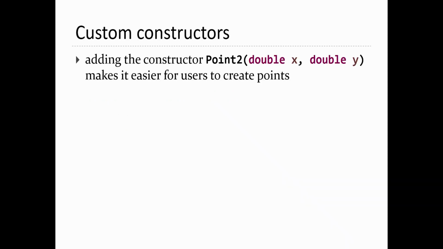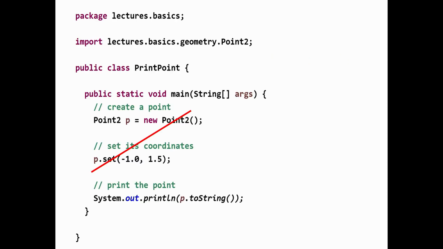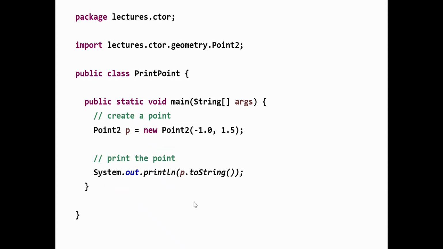Okay, so why do you want to add this constructor? Because it makes your class easier to use. Before, in that little print point example, I had to make a point using the no-argument constructor, then I had to call a method to set its coordinates, then I can print the point. Now, I can just make the point and set its coordinates all in one constructor call. It's much more pleasant to use this class than the older version of the class, where you have to call a separate method to get something done.